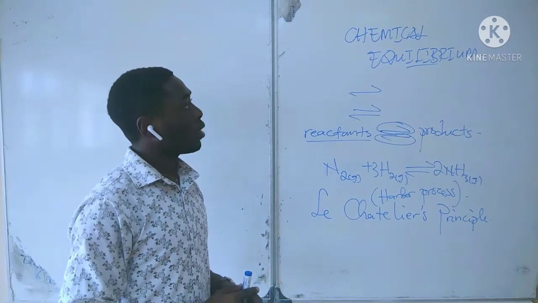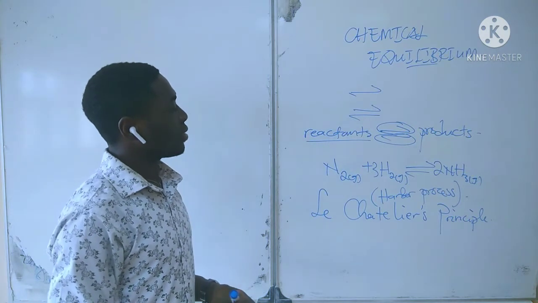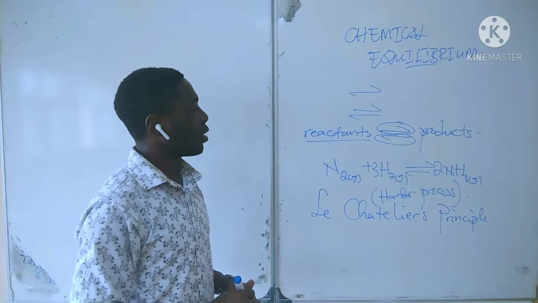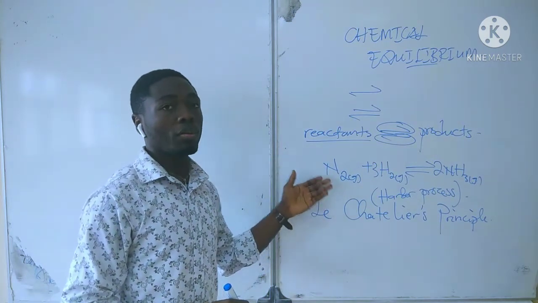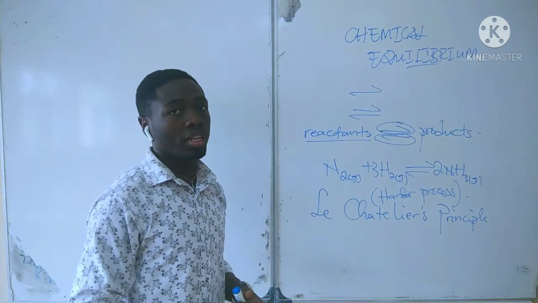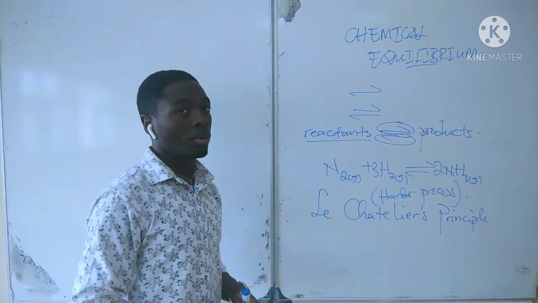Video on equilibrium. Okay, remember we were talking about chemical equilibrium, and in the last video we did give an introduction to chemical equilibrium. We talked about dynamic equilibrium, the characteristics of the dynamic equilibrium, and we gave 3 characteristics. And then we did talk about Le Chatelier's principle, okay, which is a very important principle that governs equilibrium.